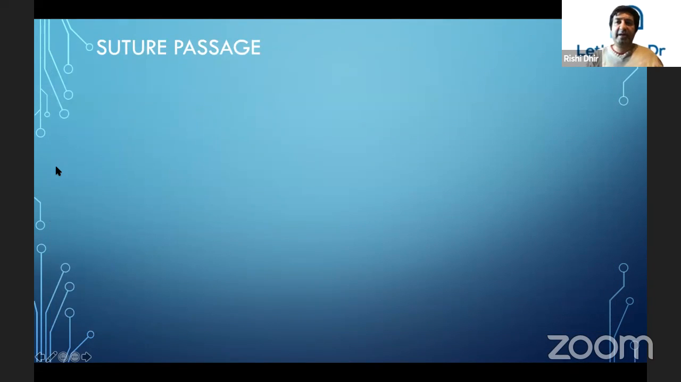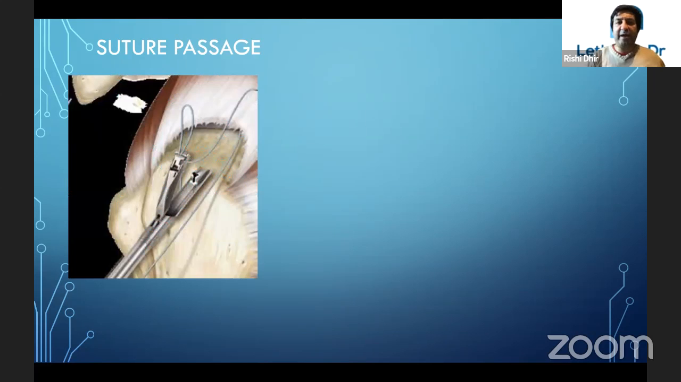The next thing I want to do is, so I've identified the tendon, I've classified the tendon, I've mobilized it, I've done all my releases so I can mobilize it adequately, I've prepared my bed, I then want to pass my sutures. And there's different ways of doing it. You can use a scorpion and pass the sutures antegrade through there, and then you pull it back to the bed.